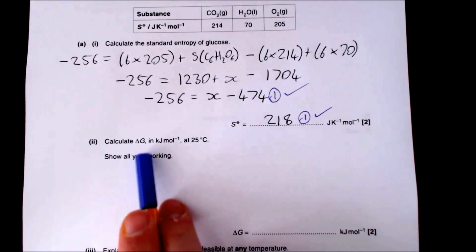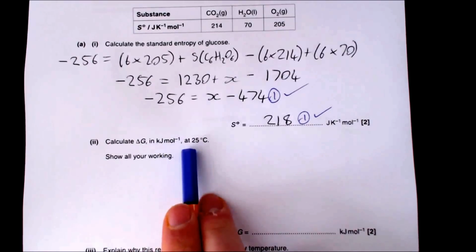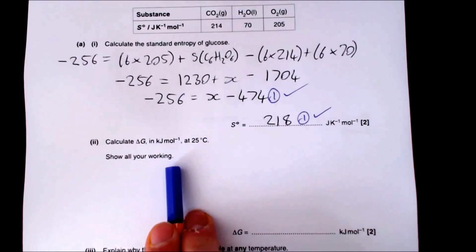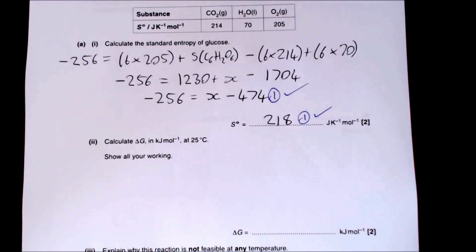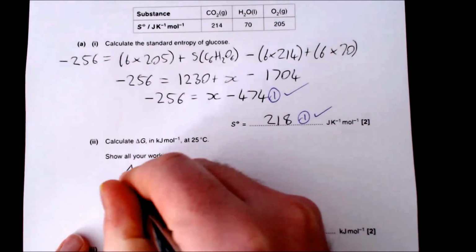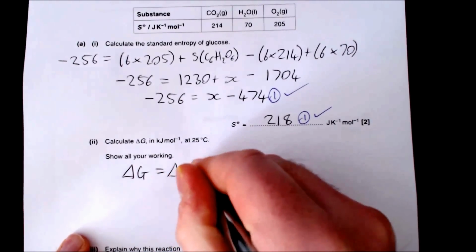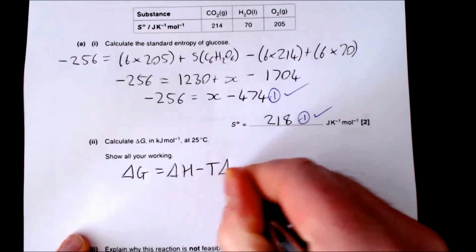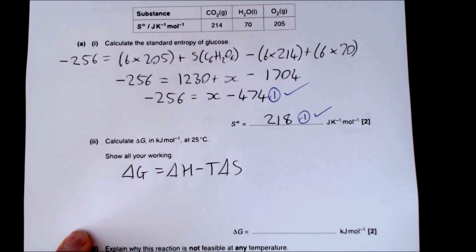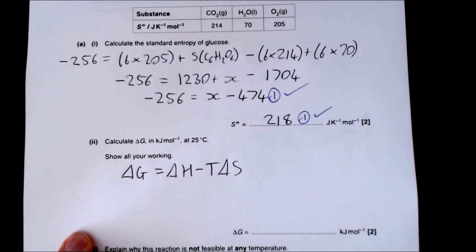So not too bad. Okay, so the next bit says calculate delta G in kilojoules per mole at 25 degrees Celsius and show your working. Right, so delta G, the equation, this is Gibbs free energy. Delta G equals delta H minus T delta S. Okay, so if we put all them numbers in, and again we've got to be careful because we need to work it out in kilojoules per mole.